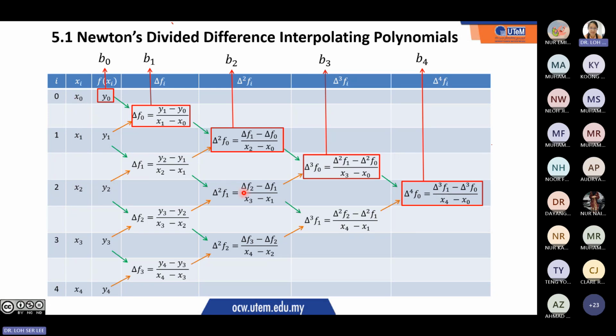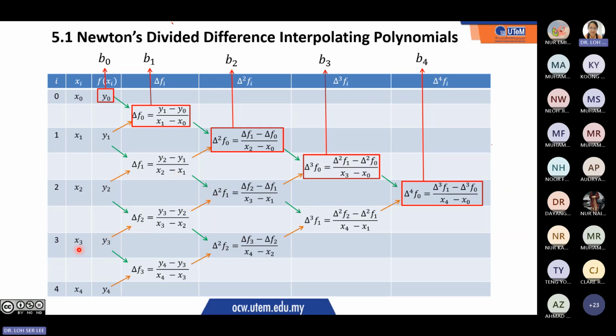Next one, to get this, you use this value minus this value, and you put it at the top. Then you see this triangle.